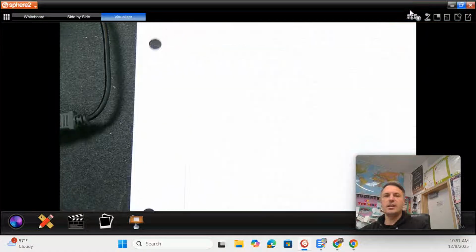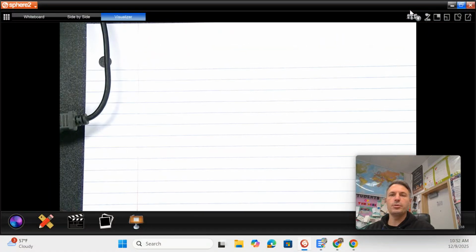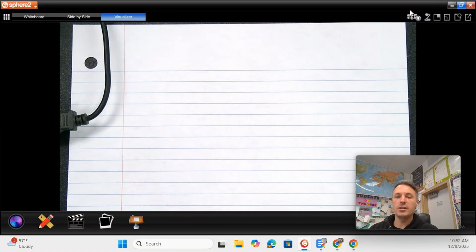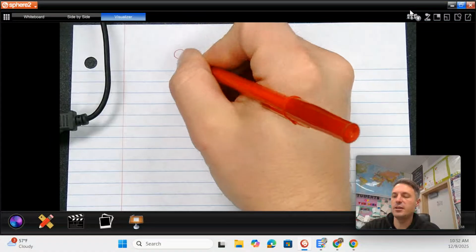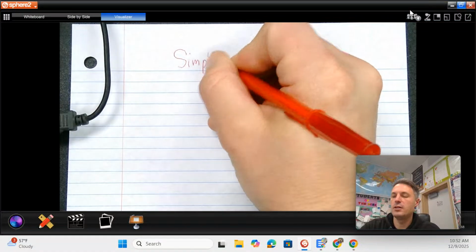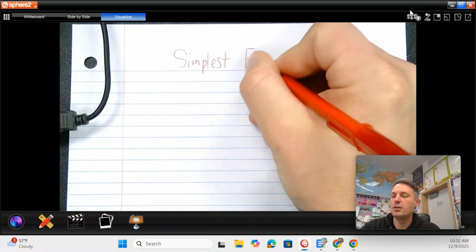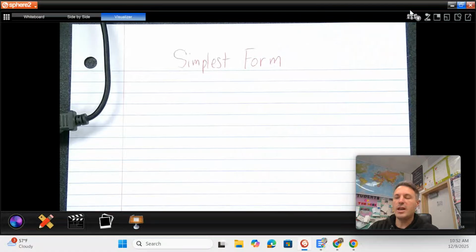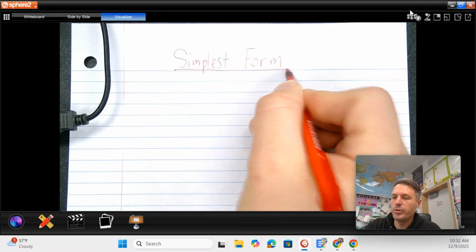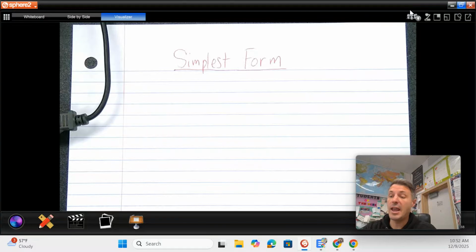Today's math lesson is called Simplest Form, so please open up your math notebook to the next available page and write that title at the top. Simplest Form. Okay, in order to talk about simplest form, let's start with an example of a fraction.